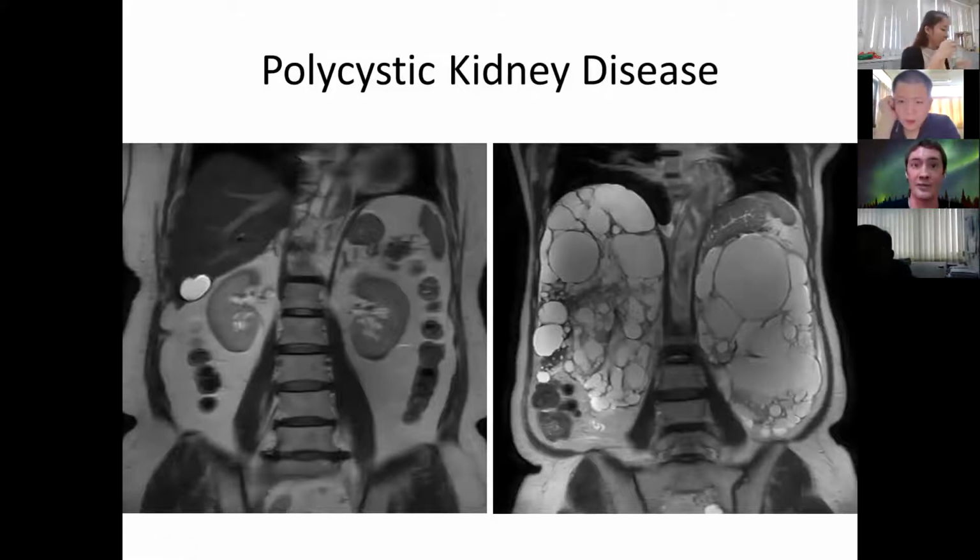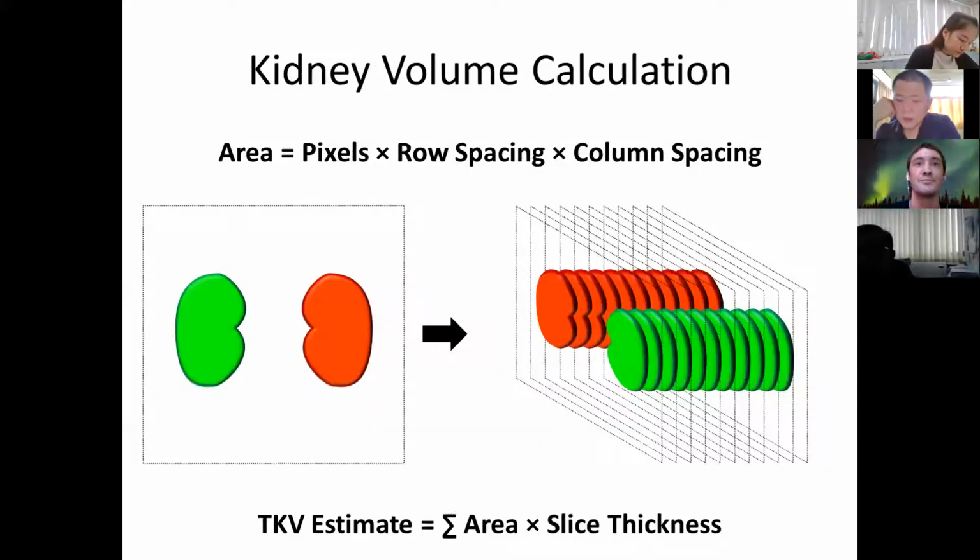So our objective in this research is to automatically segment the kidneys and to calculate the kidney volume. When we've segmented the kidneys, it's quite a straightforward calculation to estimate the total kidney volume. We just compute the area for each kidney in each slice or frame, and then multiply that by the slice thickness.